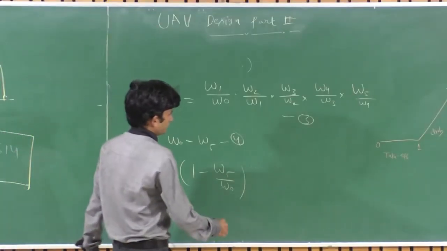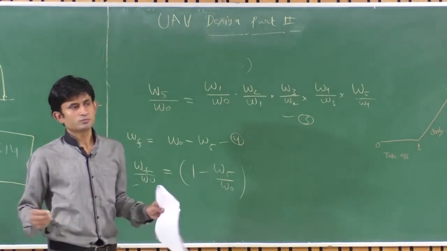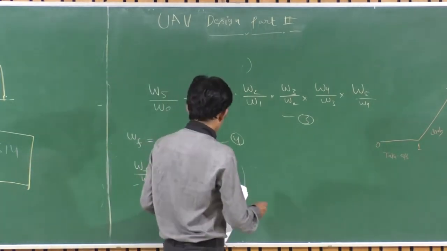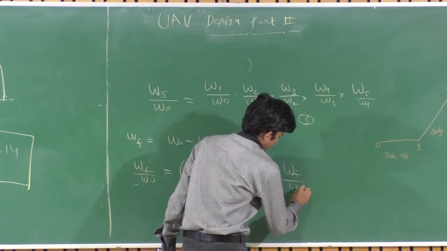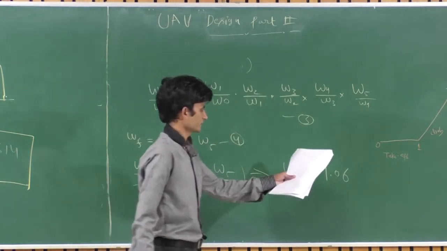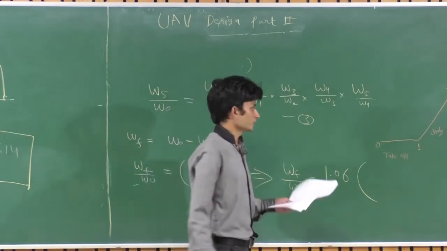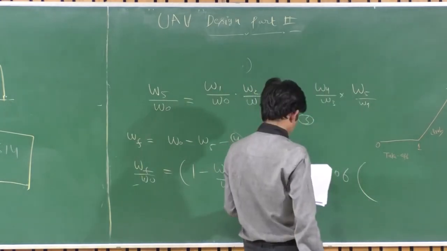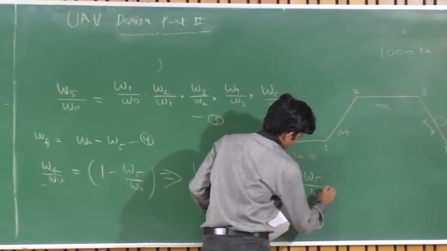Now, if you say my fuel didn't get completely consumed, 6% or 7% we have as saving, then this expression you can further modify. WF by W0 equal to 1.06. That means 6% fuel you are reserving. See, in your bike, your car also, some fuel is reserved, na? So in aircraft also some fuel is reserved. Let's say 6% fuel is reserved. Okay, so this expression will become WF by W0.